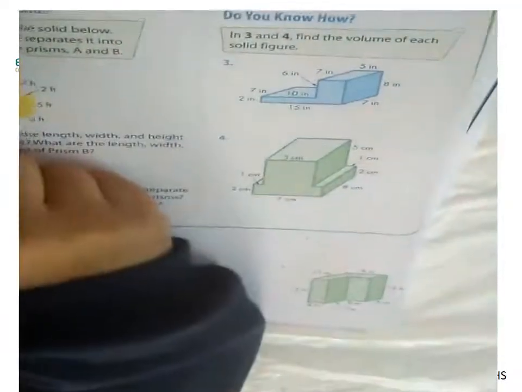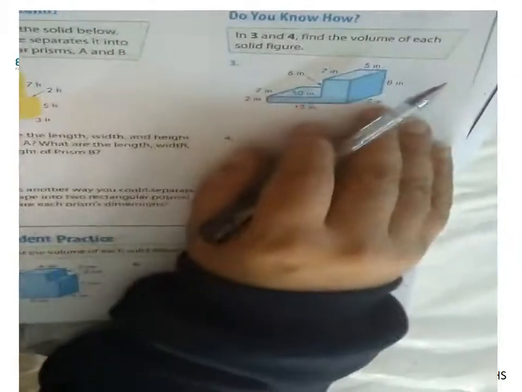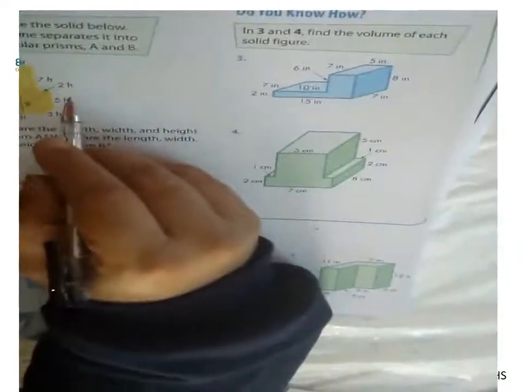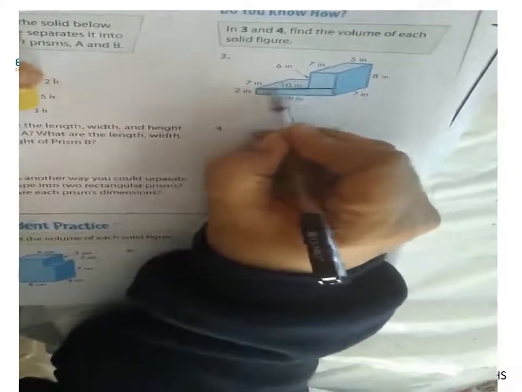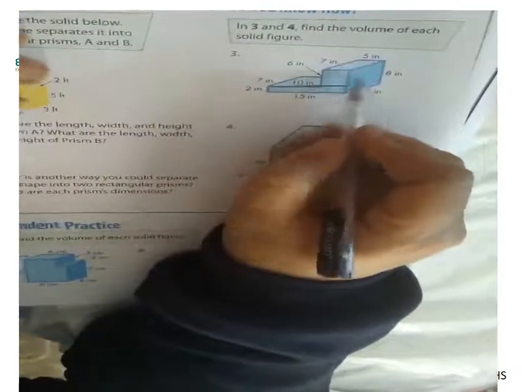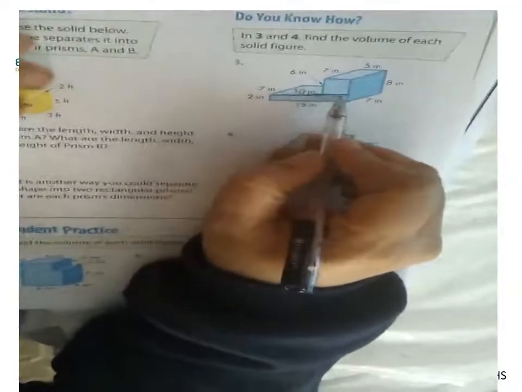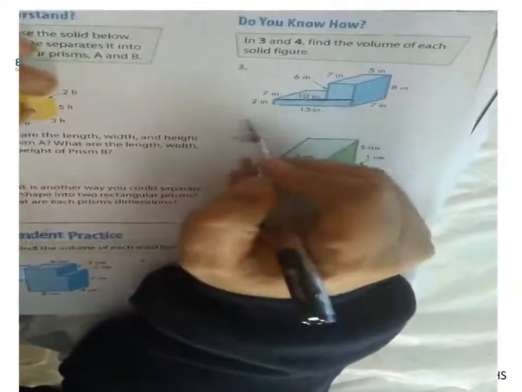Okay, now we can choose this one on the right and on the left, or on the upper and on the lower one. Look to the upper one. We divided the two prisms into upper and lower. So now, how to determine the dimension of each one?